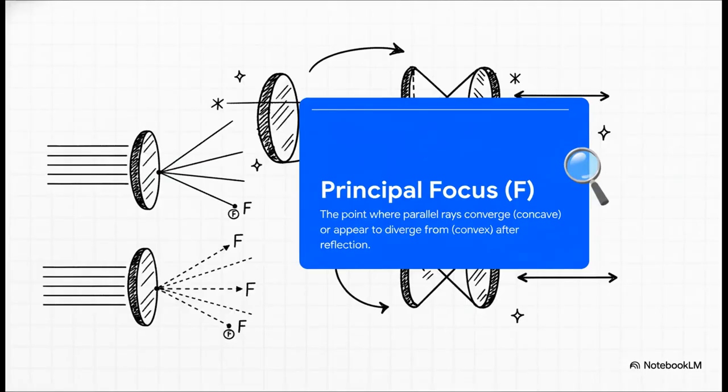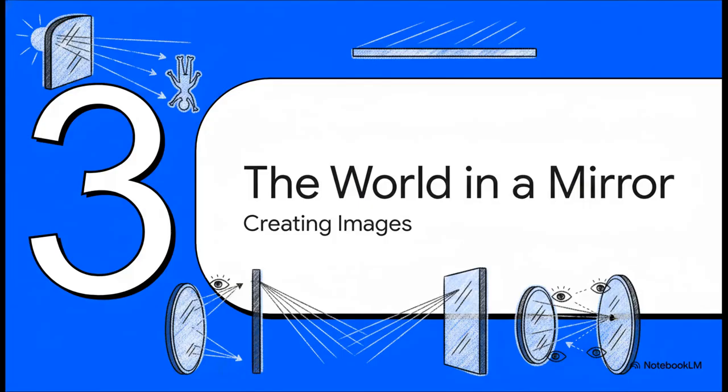That special point where the rays all meet, or at least appear to meet, has a name. It's the principal focus, and we label it F. Seriously, understanding where this point is located is the secret to predicting exactly what kind of image a mirror will create.